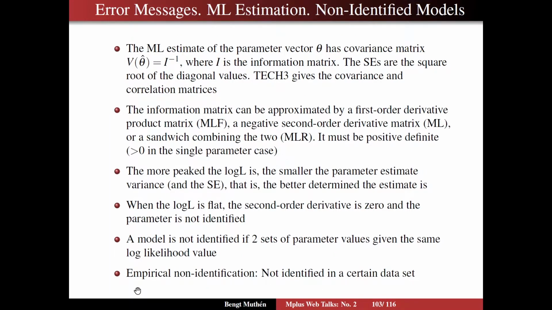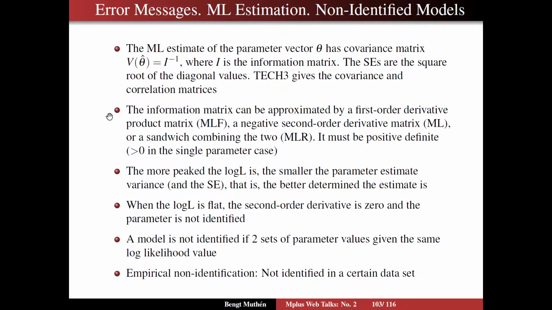Turning to slide 103, we want to introduce a key concept of the information matrix. So the ML estimate of the parameter vector theta, say that you have 63 parameters. That parameter estimate has a covariance matrix V of theta hat, the estimated. That's I to the power of -1, that is the inverted information matrix I. On the diagonal, if you take the square root of them, you get the standard errors. Tech 3 gives this covariance matrix and the corresponding correlation matrix.